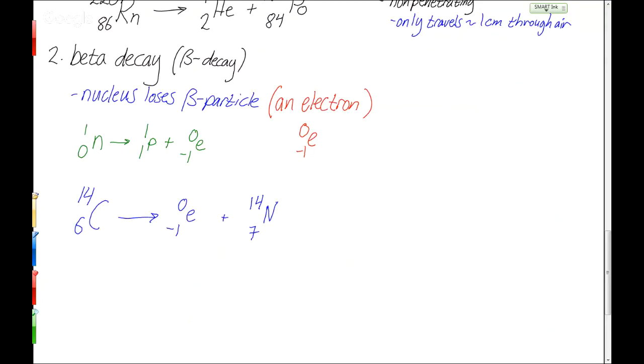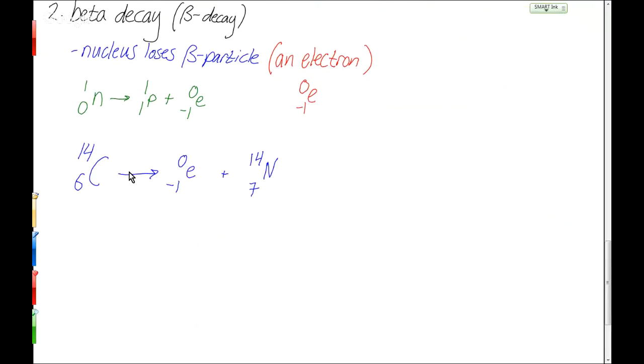The math still works the exact same way as with the alpha decay. You just make sure that the two sides equal out. But it looks a little bit weird because the atomic number is increasing. And the atomic number is increasing because a neutron, which does not contribute to the atomic number, is becoming a proton, which does contribute to the atomic number, or the overall charge of the nucleus. So the charge of the nucleus increases, and we end up with nitrogen.